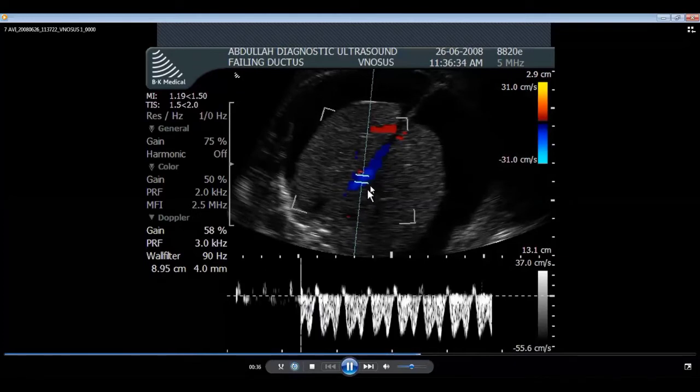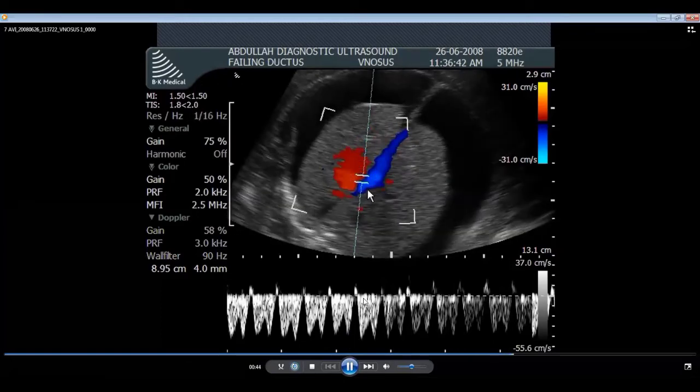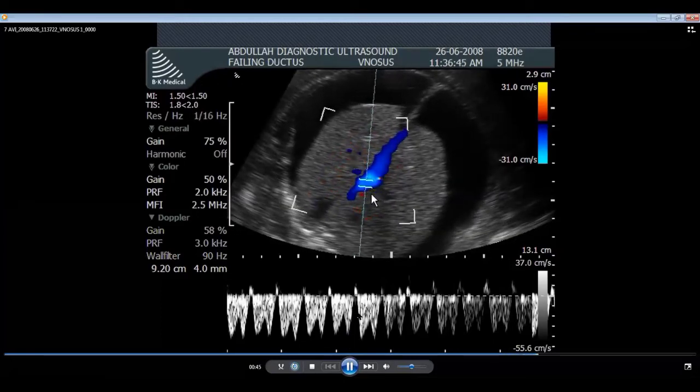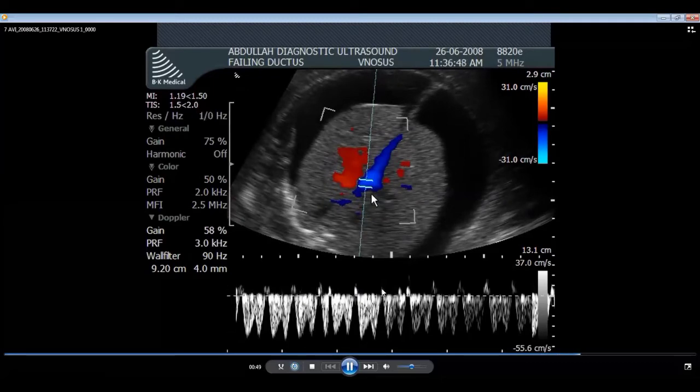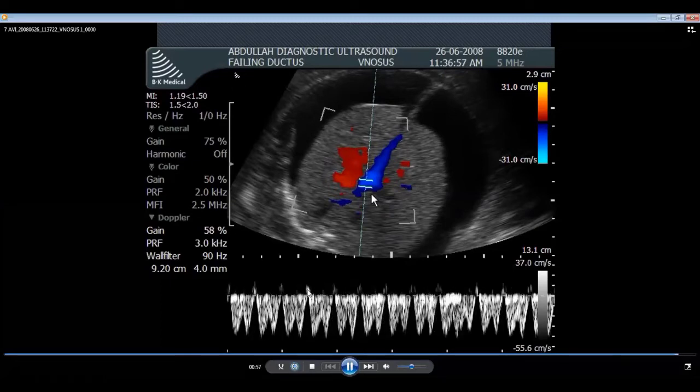But the fetus at the moment is having decompensated flow. You can see the reversal of ductus venosus, reversal of systolic flow in between the two beats.